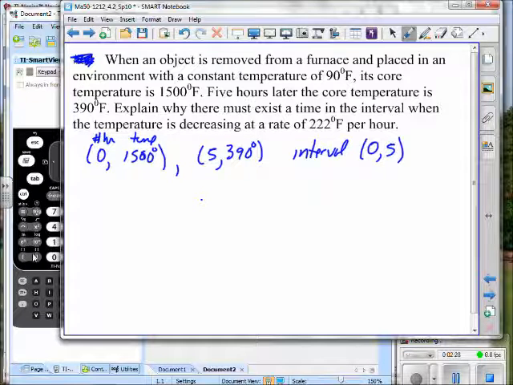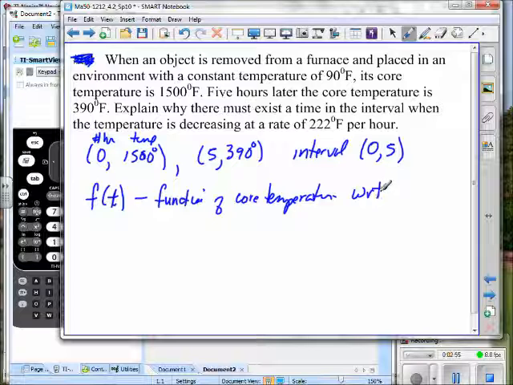Okay, so we don't know what the function is doing. We're not given the function. We have a function, we'll just call it f of t for time. So the function of core temperature with respect to time being our input. Okay, so if we want to do this, we want to know that is there a time in the interval when the temperature is decreasing that fast? Now, we can find that if we know what other bit of information.